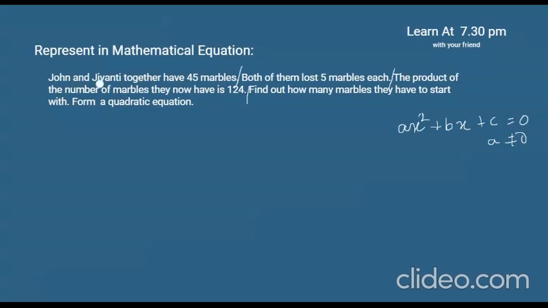From the first part, that is John and Givenchy together have 45 marbles, we can determine what the variables are. And this is the second condition: both of them lost 5 marbles each, and there is a connection between these variables. So how can we connect these variables and this condition, so that by the third condition we can form a mathematical equation?